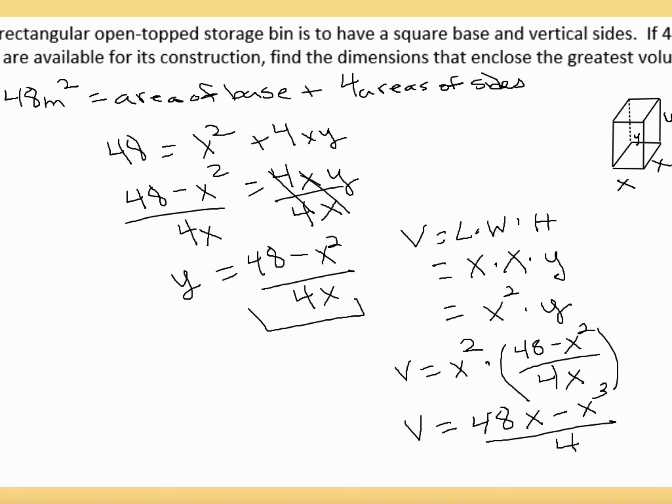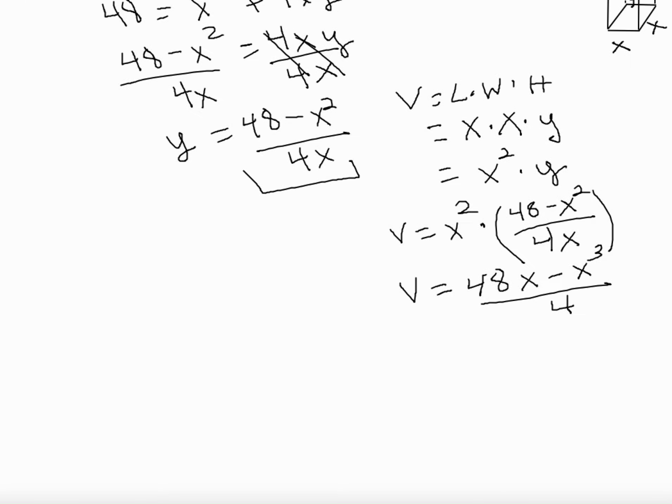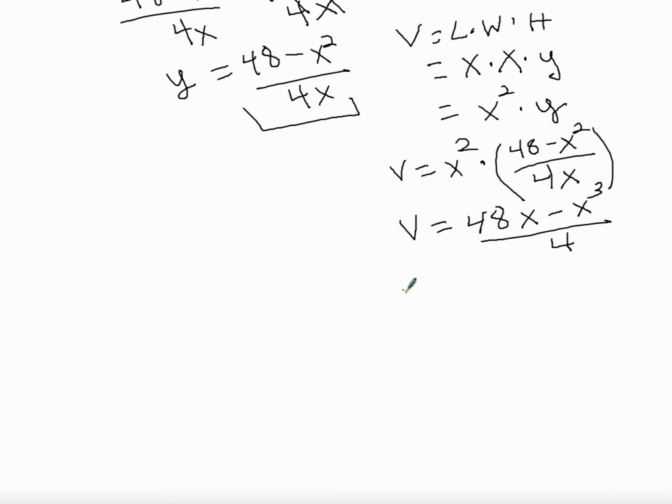What we're going to do is break this down a little bit more. So I've got my volume is equal to, well, 48 divided by 4 is 12, so that would be 12x minus 1/4 x to the power of 3. At this time, I'm going to start by taking the first derivative because I've got to maximize the area. I want to find where the maximum is of this graph.